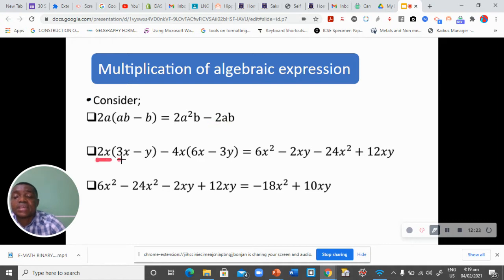Another one, 2x minus 4x times 3x minus y bracket close. So this one outside will multiply this, then this one also comes and multiplies this. This one will multiply this, and the same thing will multiply this. So when we expand 2x times 3x, it gives us 6x squared. 2x times minus y is minus 2xy. Minus 4x times 6x will give us minus 24x squared. Then minus 4x times minus 3y, negative negative is positive, 12xy. So what we get is that. Then we have 6x squared minus 24x squared, and minus 2xy plus 12xy. These are like terms to group. So when you simplify, we get minus 18x squared plus 10xy.